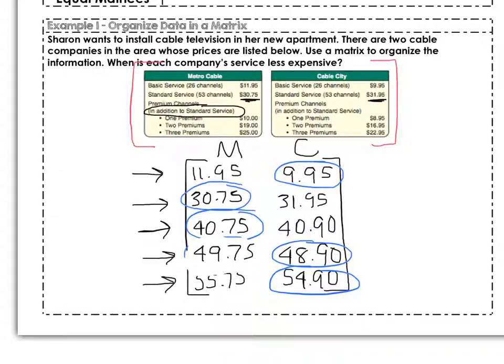So the conclusion that I can draw is that metro cable is least expensive for standard services as well as when you add one premium. And then cable city is actually more cost effective in the other 3 categories.